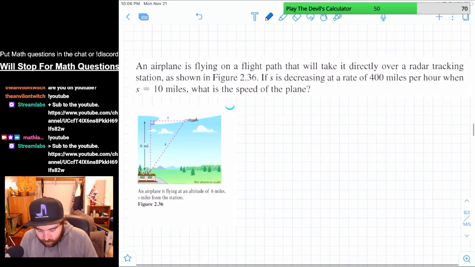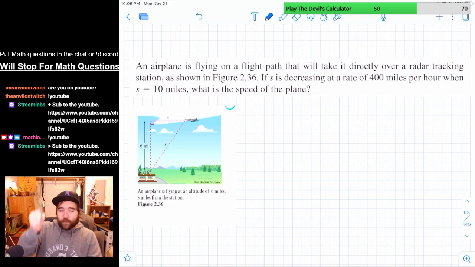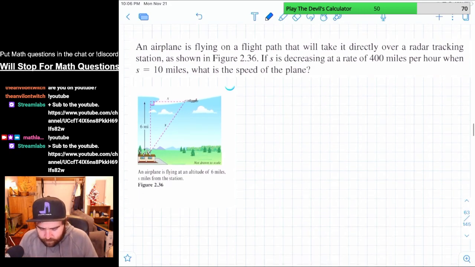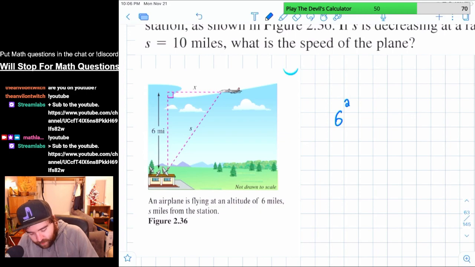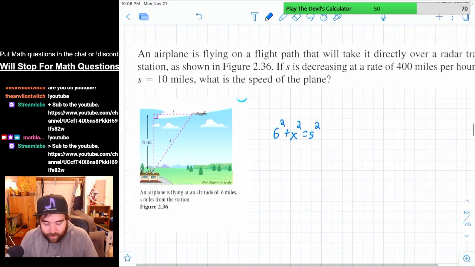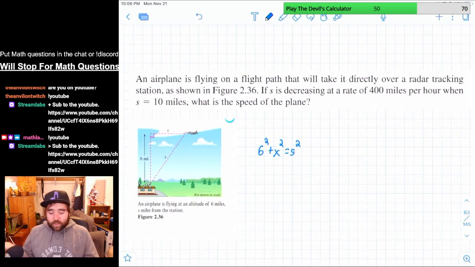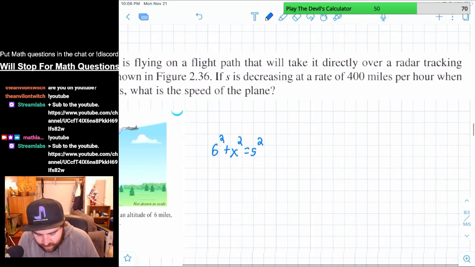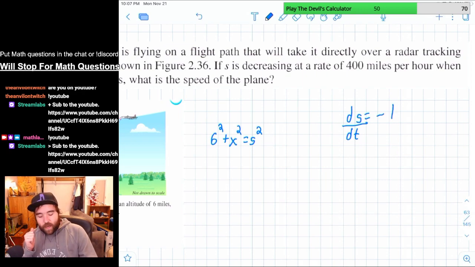No. So I guess we'd always think we got two things we need to write down. We need to write down our equation, and then we need to write down the things that we know. So our equation here is a right triangle. So it's 6 squared plus x squared equals s squared. I hate the letter s, but it's there, so we'll use it. So that's our equation. Now let's write down the things we know. It says that s is decreasing at a rate of 400 miles per hour. So the change in s, ds/dt, is decreasing at 400 miles per hour. So negative 400.